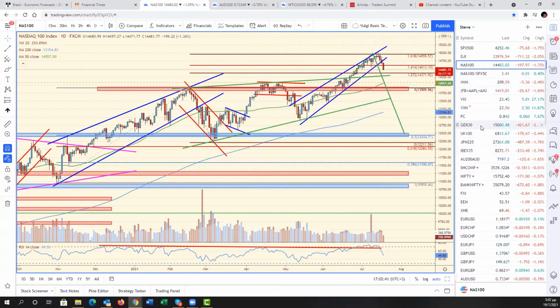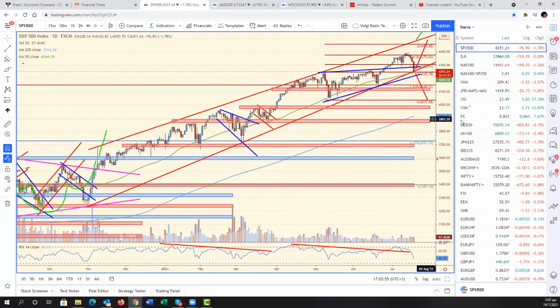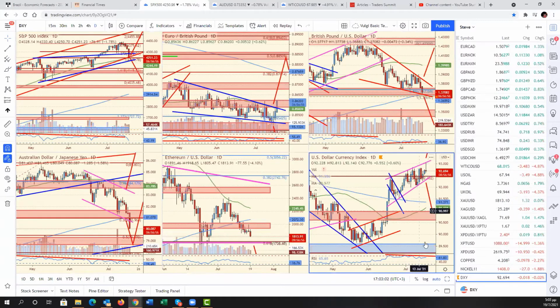We're seeing a breakdown in the DAX, and I'm mostly focusing on major indices because that's where the global investor is looking as well, right? So we're breaking down in the DAX, we're breaking down in the Nasdaq, and we're about to break down in the S&P as well, the S&P especially being the global barometer for risk. Right. So these can be important developments.